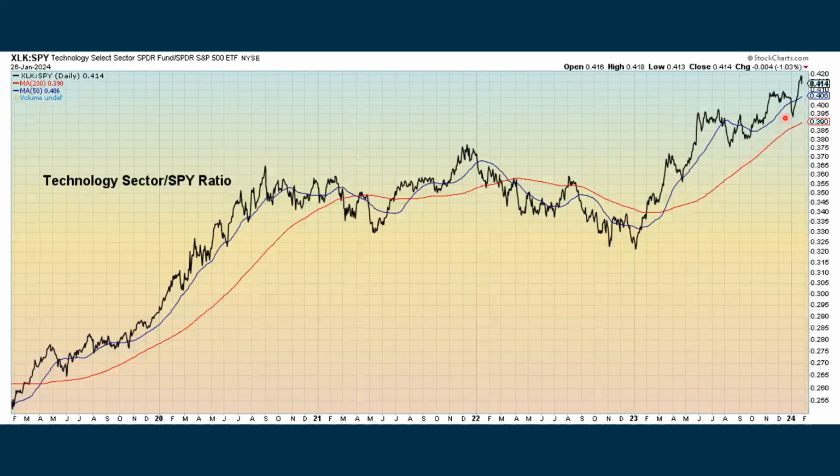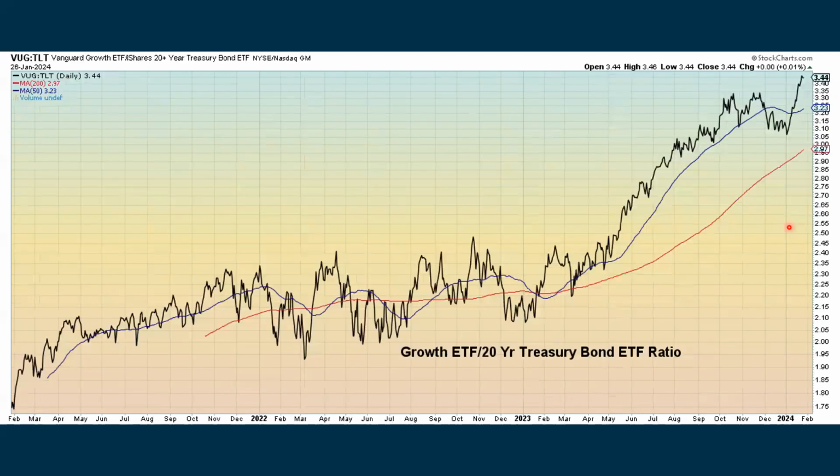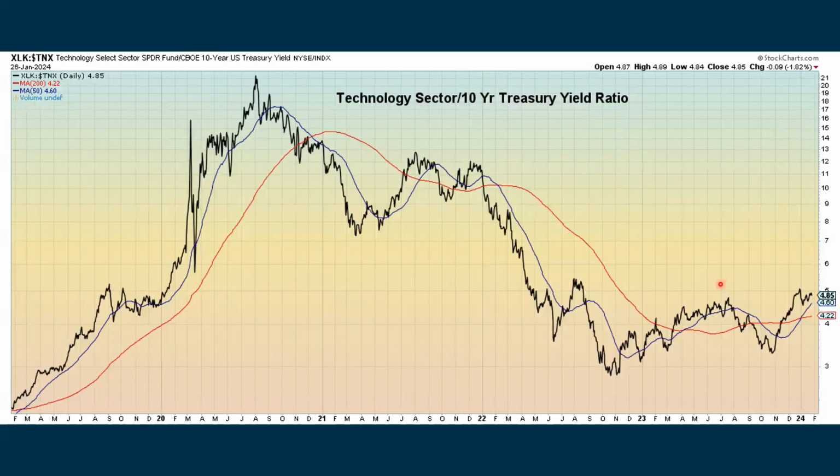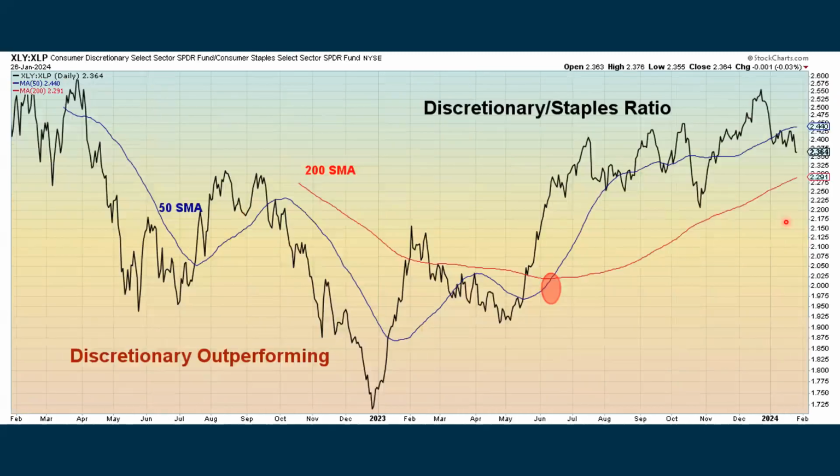The tech sector continues to outperform the S&P. Energy is underperforming the tech sector. That's why this ratio is going down. Growth is continuing to outperform bonds, the more conservative bonds. And the tech sector is continuing to outperform the rise or fall in interest rates. And this is an inverse showing how interest rates are underperforming the tech sector.